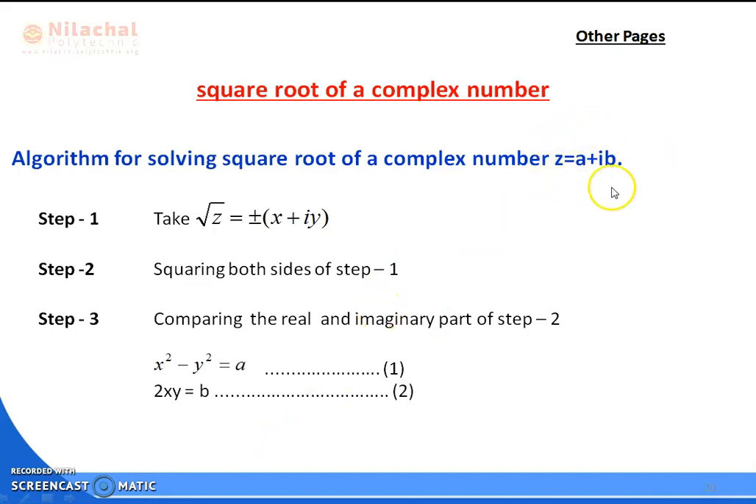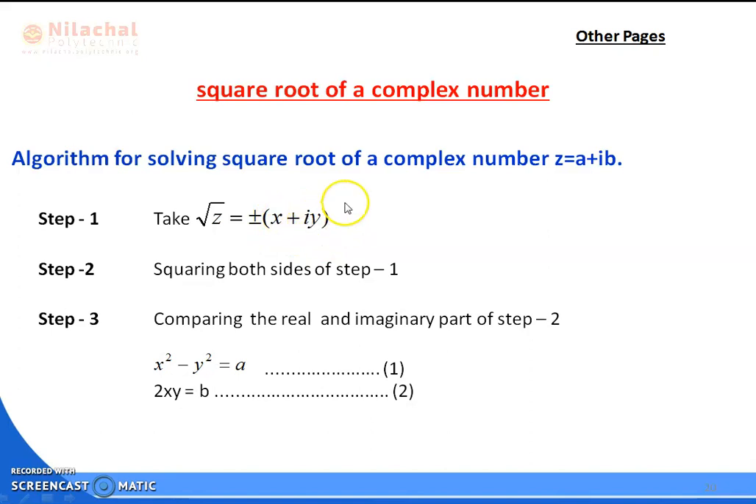If your complex number is z equals a plus ib, and it asks you to find root z, then suppose root z equals plus minus x plus iy. Clear? Then, as step 2, square both sides of step 1. Means you have to square both sides.